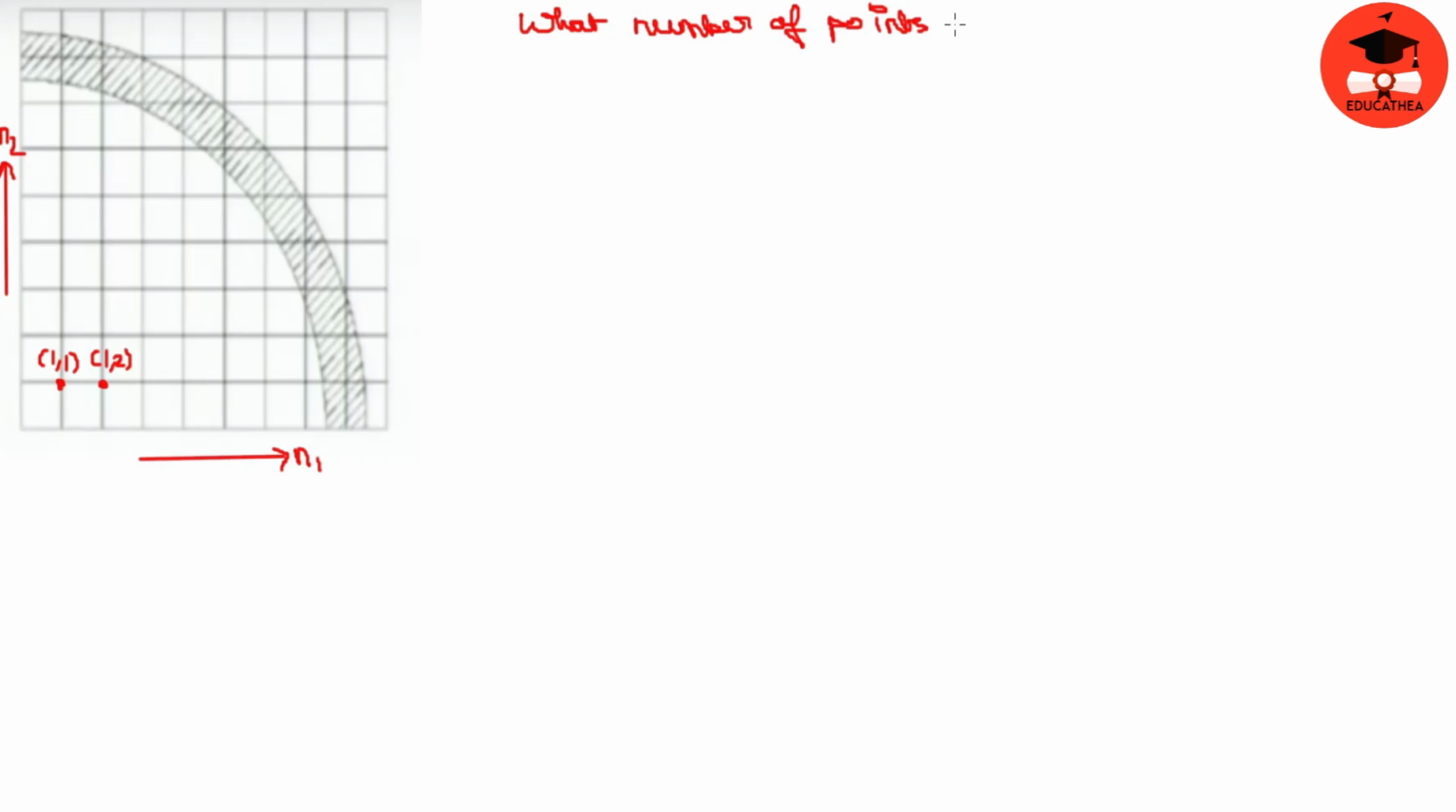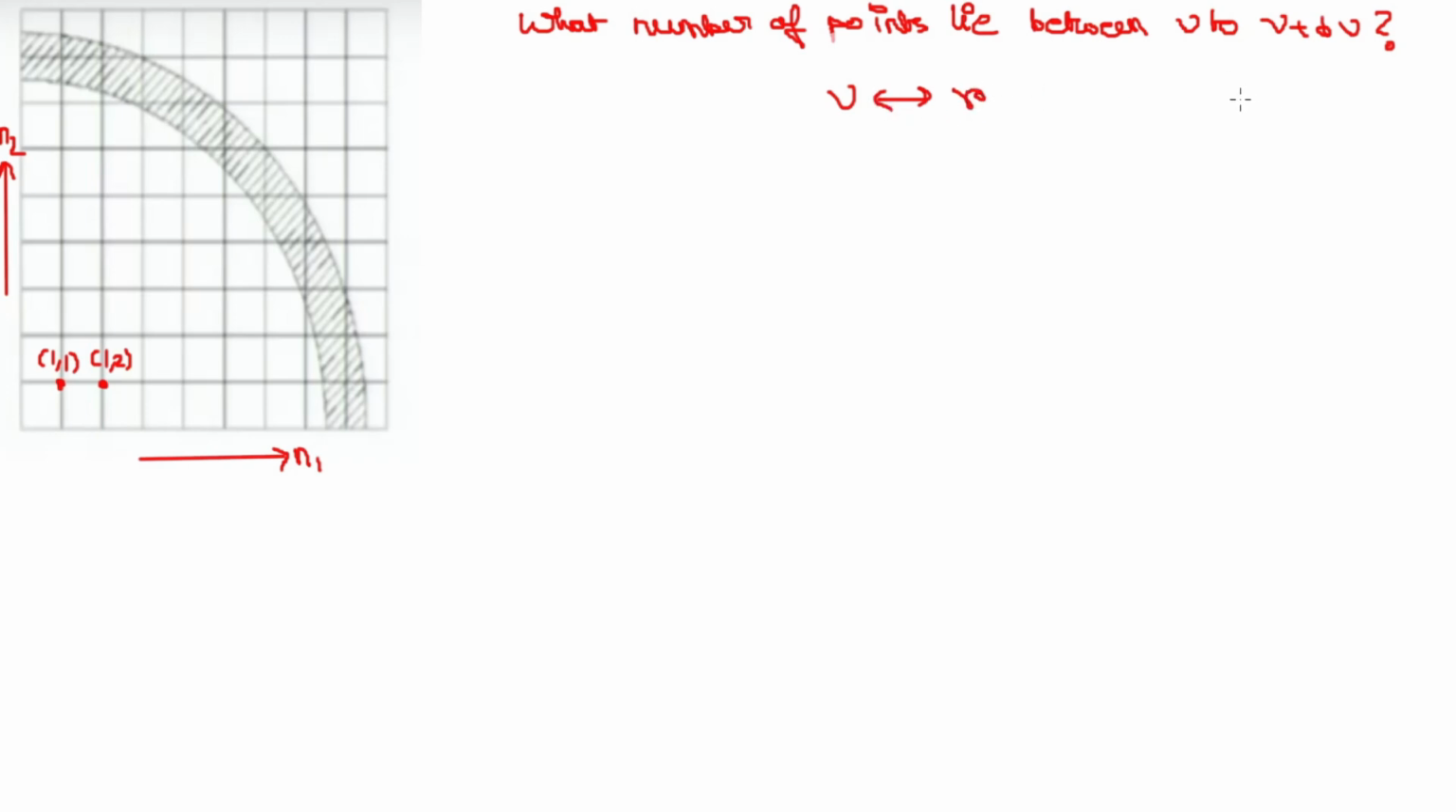So what number of points lie between nu to nu plus d nu frequency range? Because remember, that's what our ultimate aim is. We want the energy distribution between nu to nu plus d nu. Now the thing is, frequency nu is related to radius r. We had seen for our 3D case that r is equal to 2L nu by c, right? So nu and r are related.